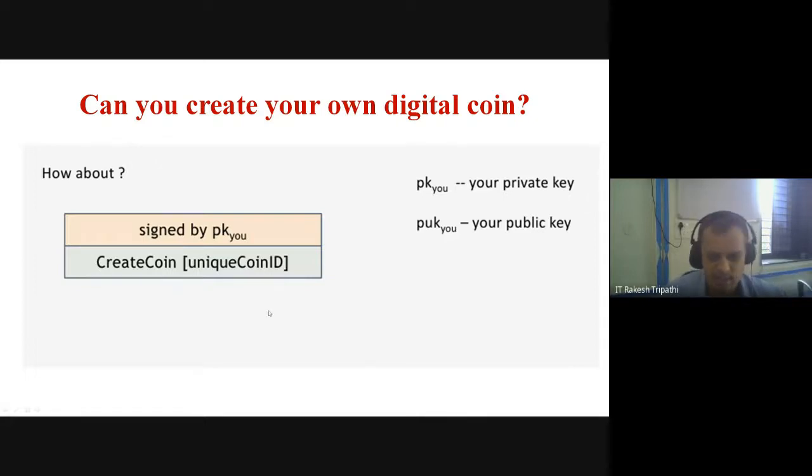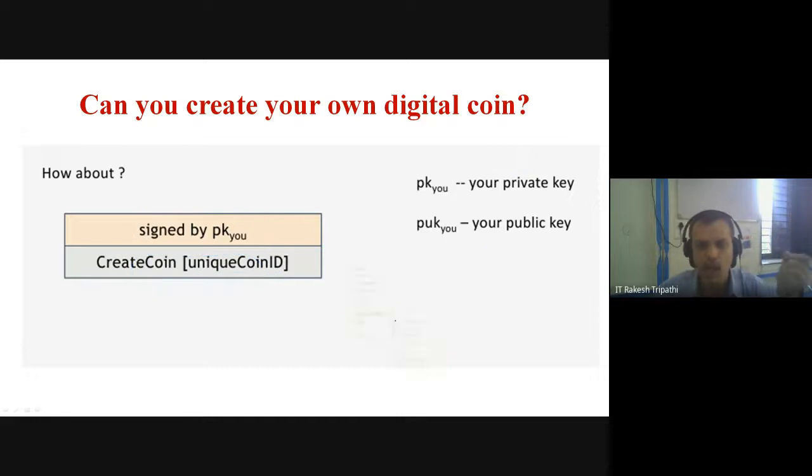Say RBI has generated money, has printed money, and its ID is this. Everybody knows the RBI public key, which he gives to everyone, while he keeps the private key with himself. Now, who owns the coin he has generated? RBI. And this is signed by RBI, which means anybody can verify that RBI has created this coin. Yes, he can create that coin.